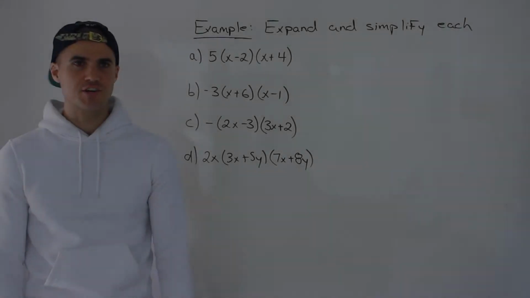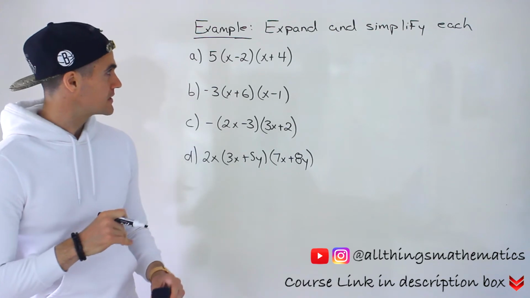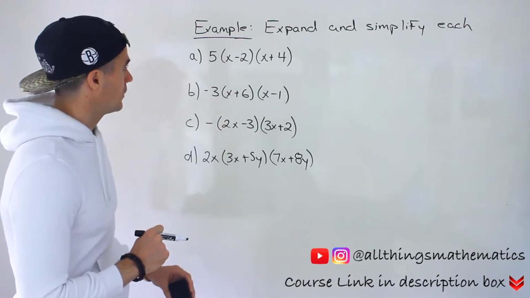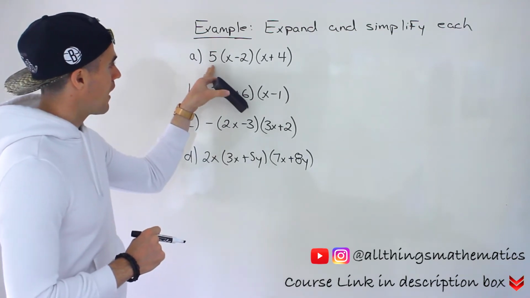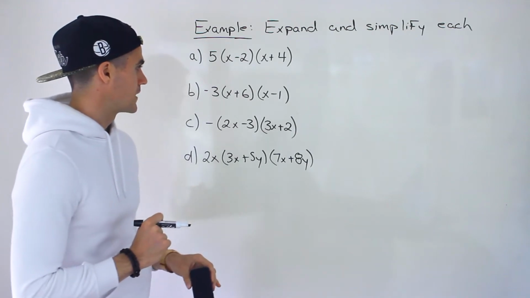Welcome back everyone, Patrick here, moving on to another question dealing with expanding and simplifying expressions. So we have a bunch of expressions here we're multiplying. So starting off with part A, we got 5 times x minus 2 times x plus 4.